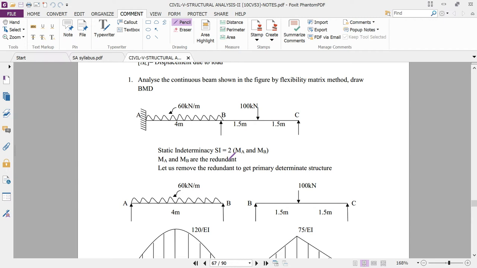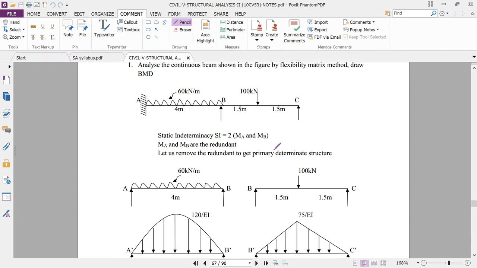First of all, in the starting, we have to see what the static indeterminacy of the structure is. Static indeterminacy means those unknowns in your numerical which cannot be solved using the conditions of equilibrium. If you see, there are two unknowns, that is MA and MB, which will form at particular points A and B. So MA and MB will be considered as redundants.